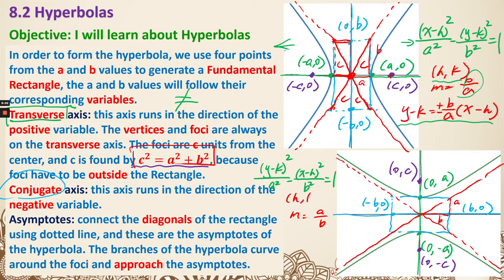But I still have this point. So my equation would be y minus k equals plus or minus a over b times x minus h.